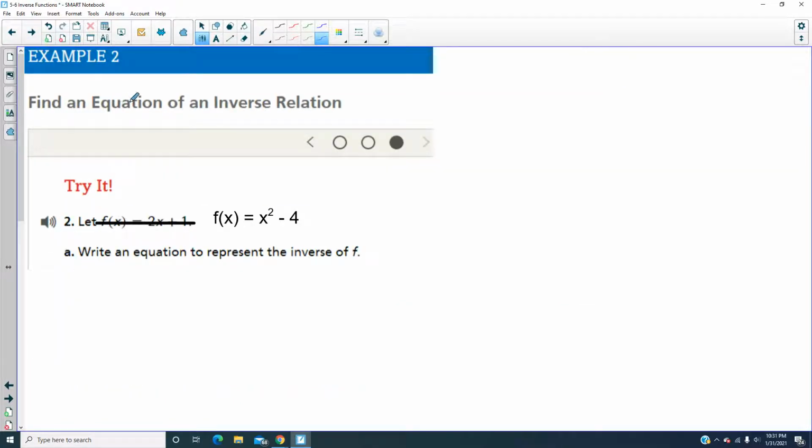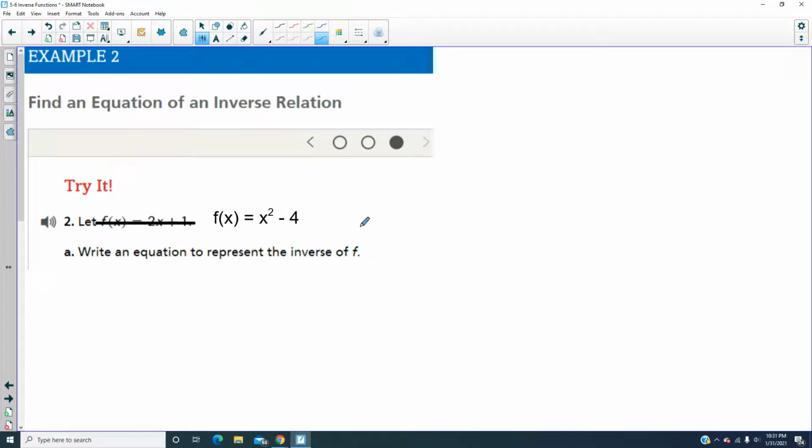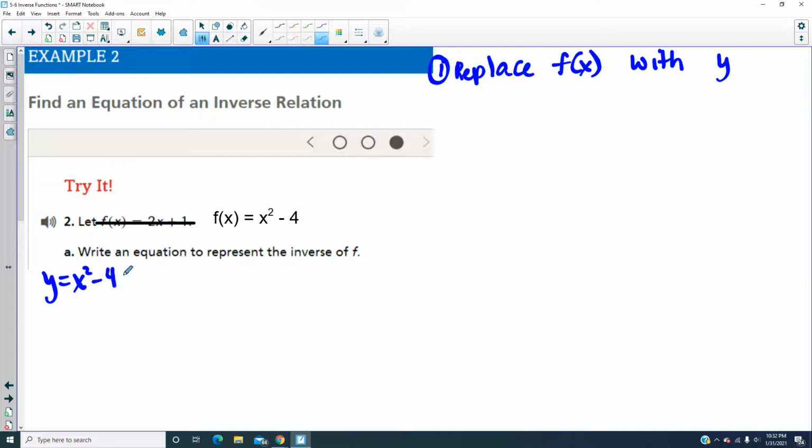All right, so example 2. Find the equation of the inverse relation. I want you to change your notes. The one in your notes is fine, it's just not as exciting as this one. So change it to f of x equals x squared minus 4. So we're going to write the equation of the inverse first. All right, so f of x equals x squared minus 4. Remember that first step was to replace f of x, if there is one in the problem, with y. So I'm going to replace the f of x with a y to have y equals x squared minus 4.